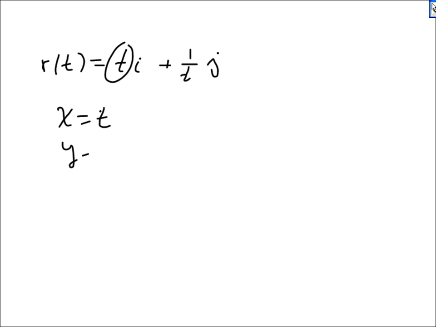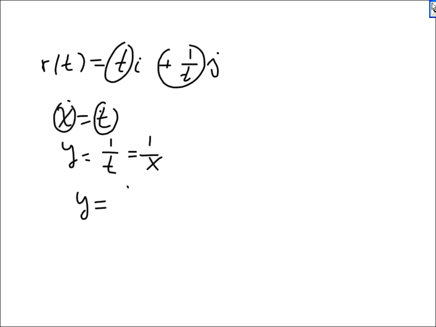Suppose that r of t is equal to ti plus 1 over tj. This is just code. X is equal to what i is being multiplied by, and y is equal to what j is being multiplied by. Another way of writing t is x. So y is 1 over x.